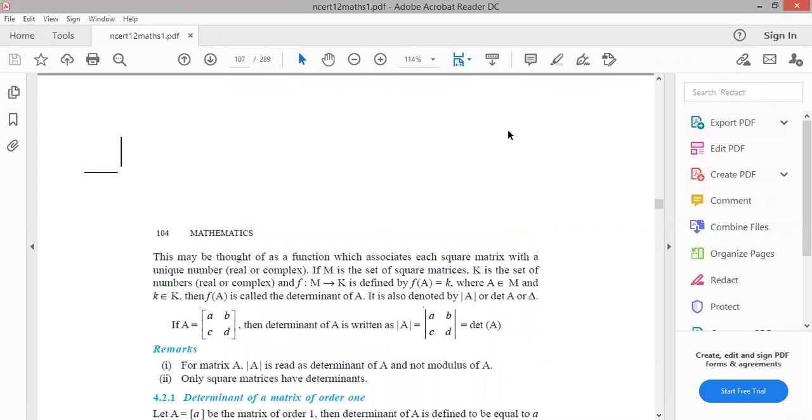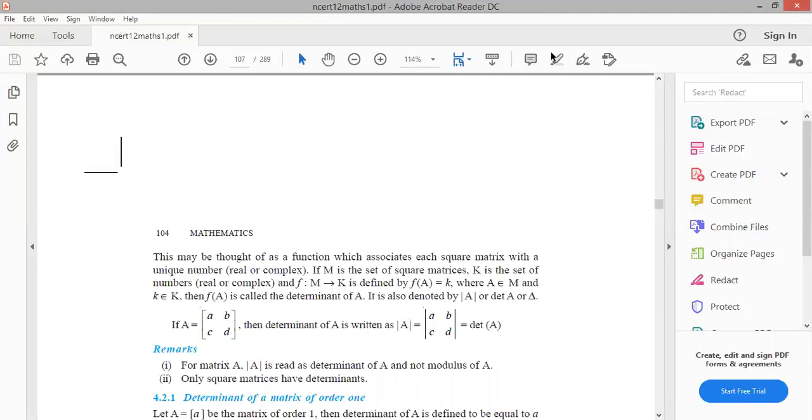Since you know there are a number of matrices, for example, we have a row matrix, column matrix, null matrix, skew matrix, symmetric matrix and skew symmetric matrices. We have triangular matrices. We have a lot of matrices. But the concept of determinant is associated only with square matrices. You know, a square matrix is a matrix having an equal number of rows and columns.